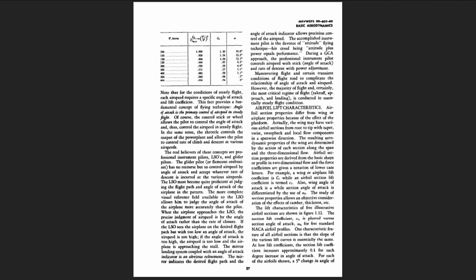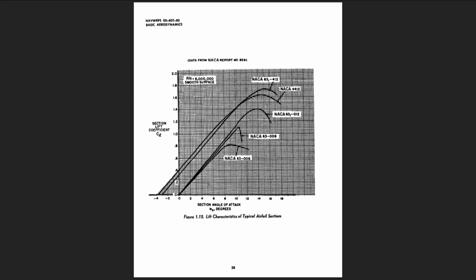For example, a wing or airplane lift coefficient is uppercase CL, while an airfoil section lift coefficient is termed lowercase cl. Also, wing angle of attack is lowercase alpha while section angle of attack is differentiated by the use of lowercase alpha naught. The study of section properties allows an objective consideration of the effects of camber, thickness, etc. The lift characteristics of 5 illustrative airfoil sections are shown in Figure 1.12. The section lift coefficient, lowercase cl, is plotted versus section angle of attack, lowercase alpha naught, for 5 standard NACA airfoil profiles.